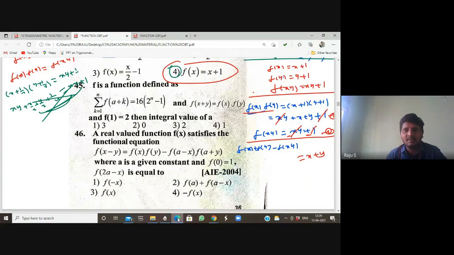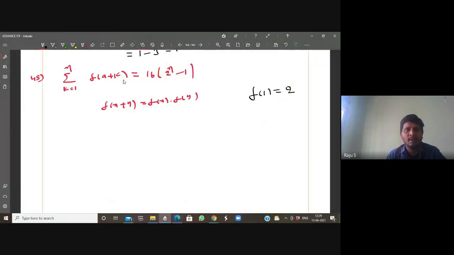Then the interval value of a, they are asking the value of small a. What is the small a value? Small a is equal to 1. With the help of this, just now I have written here. Student, can you tell me what is the function which satisfies this condition? f of x plus y is equal to f of x into f of y.